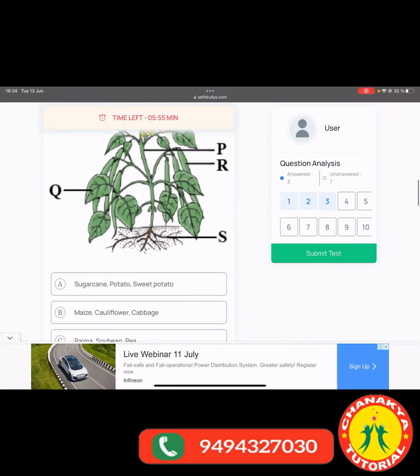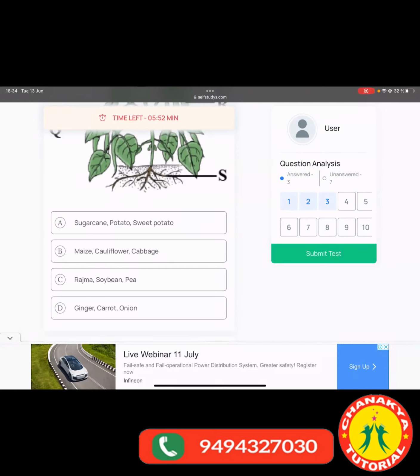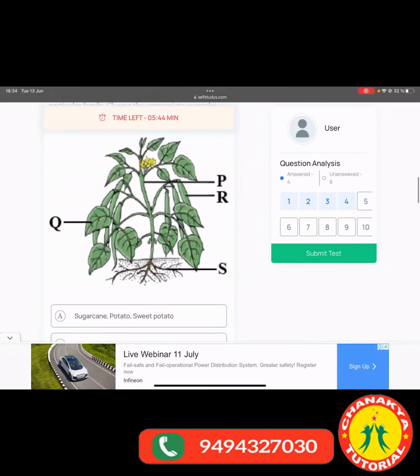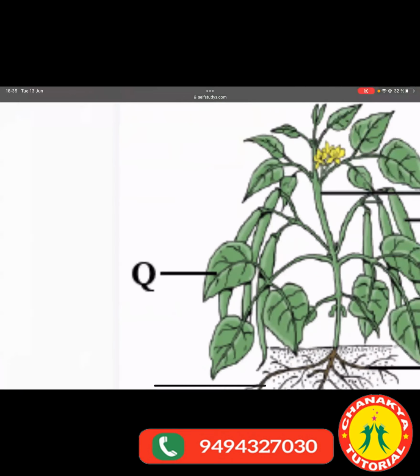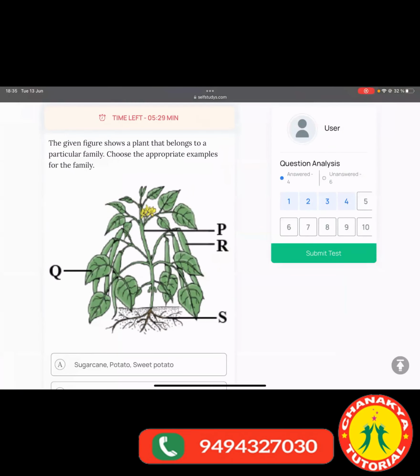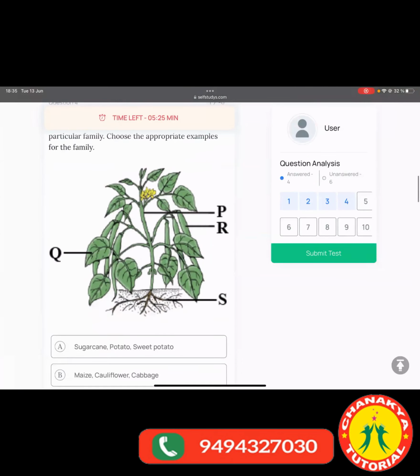Okay, so I know this is difficult to answer, so it's fine. You answer the next question. The rajma, soya bean, and pea is the answer. The pea plant belongs to the legume. You can see they're pointing to the midrib, which is where the green peas open up, so it's more relatable there.